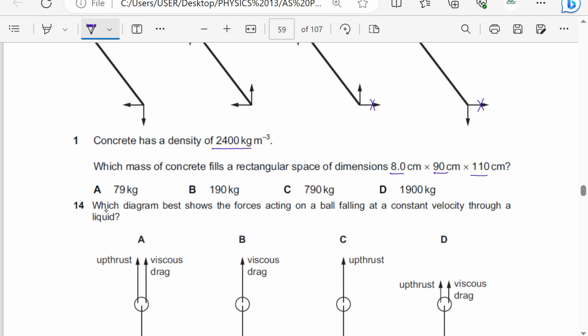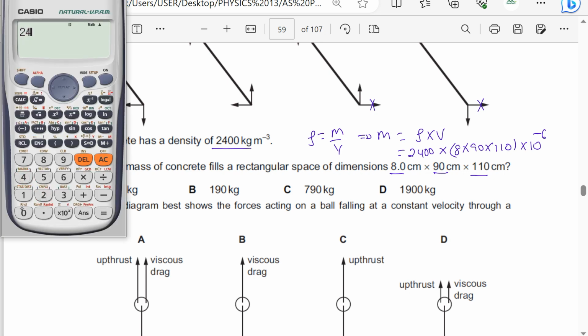So we want the mass that fills that space. We have the density. Density is equal to mass over volume, which means the mass should be density times the volume. The density is 2400 times the volume. The volume is going to be 8 by 90 by 110. I'll change this to meters cubed, so that will be times 10 power minus 6 to change it to meters cubed.